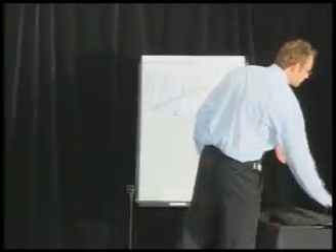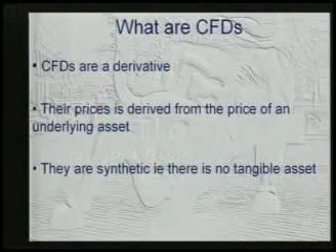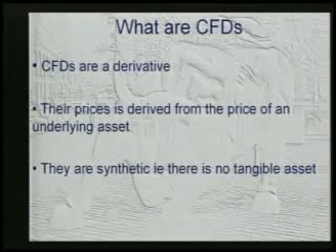Simple example, by the way, CFDs are a derivative. That means their price is derived from an underlying asset. That's all a derivative means. They're synthetic. There's no tangible asset behind it. It's not like a share where you have a share in a business. It's an intangible. It's a derivative.